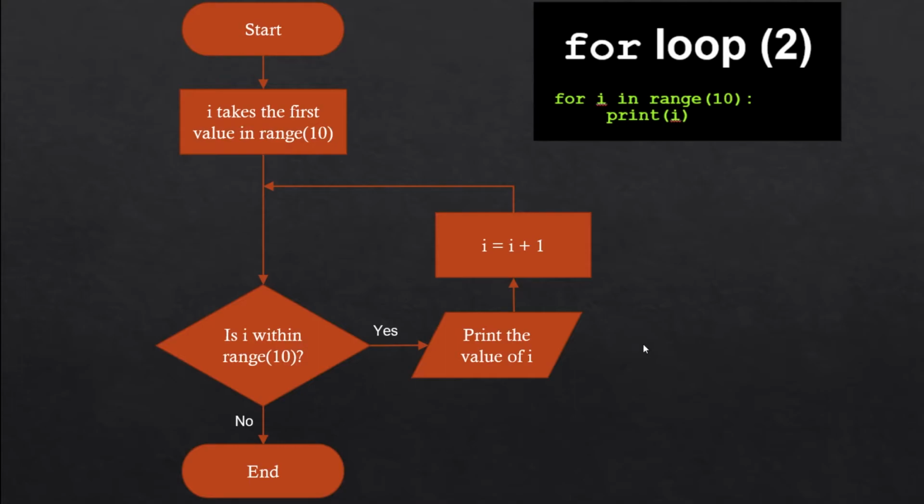Let's look at the flow chart again. When you start, i takes the first value in range. Now the question: is i within range 10? If yes, print the value of i. Then it will take the next number, which is now 1, assign it to i, and run it again. Keep running until i is 10 or larger, then you will end.